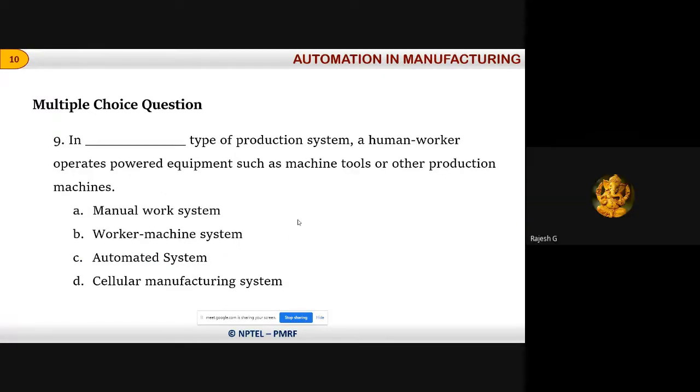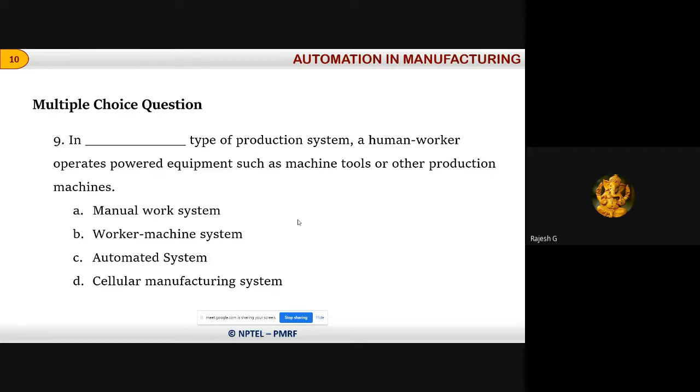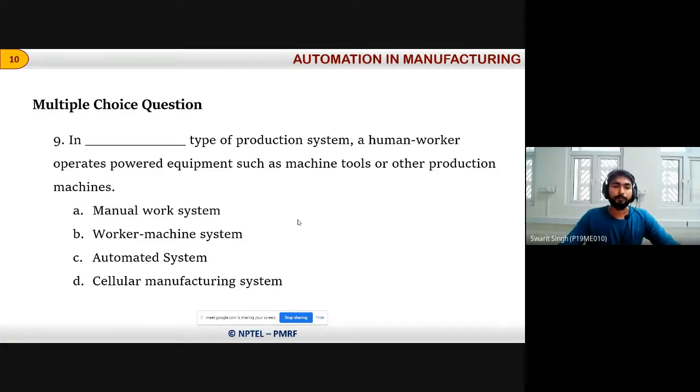Sir, could you give me an example for facility manufacturing system? Yeah, we'll discuss. There's a question in the discussion forum, and I will discuss it in more detail there also. Okay, moving to our next question.